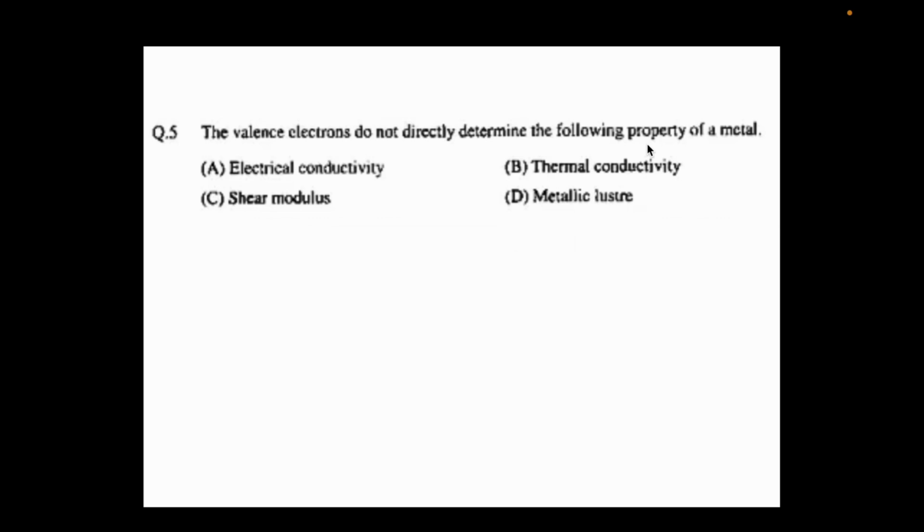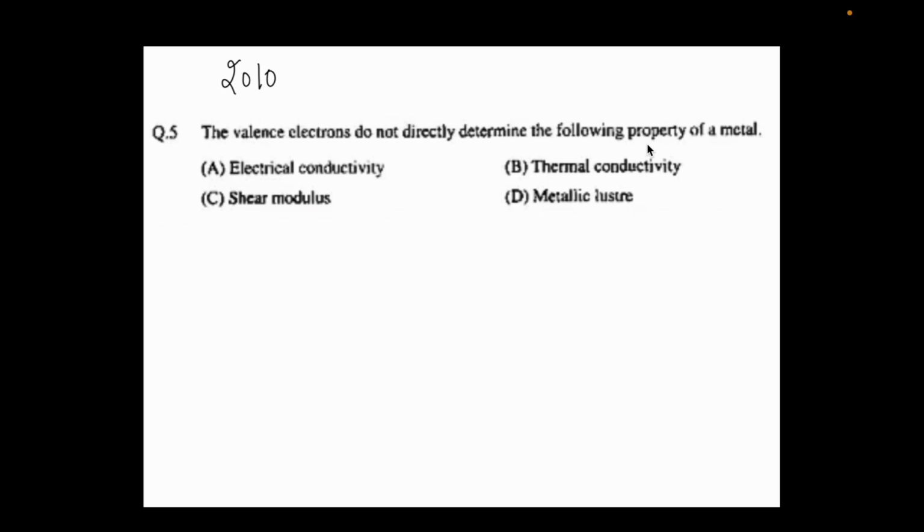This is Robin. So we are going to discuss question number 5 of GATE 2010, which is about solid state physics, and you are supposed to select some correct properties from the options. It's a very simple and conceptual question if you understand metals really well and how the valence electrons influence the properties of the metals.